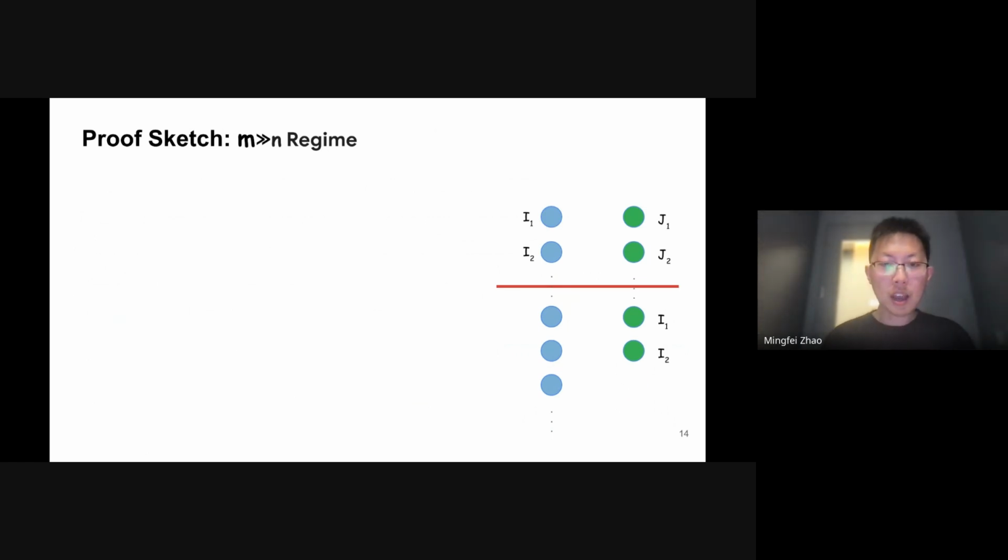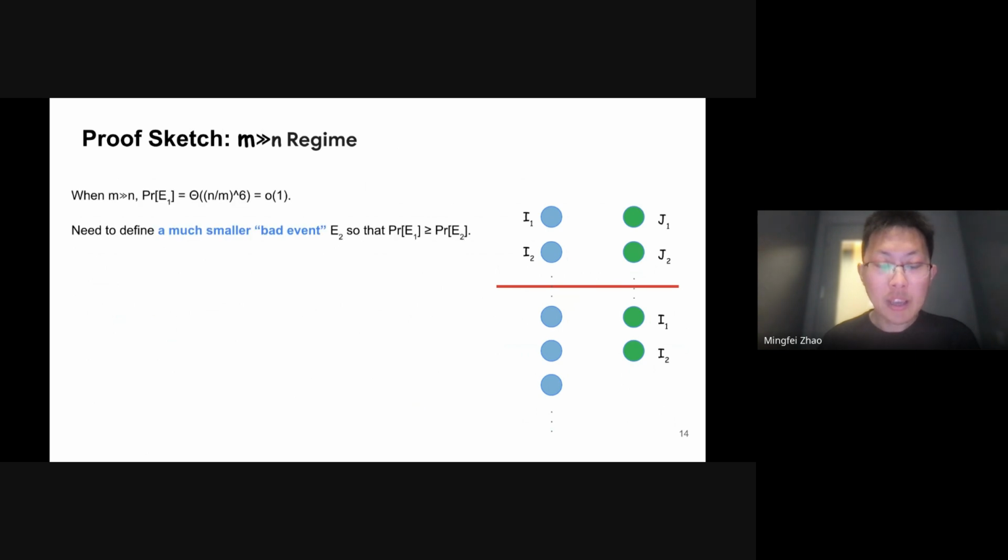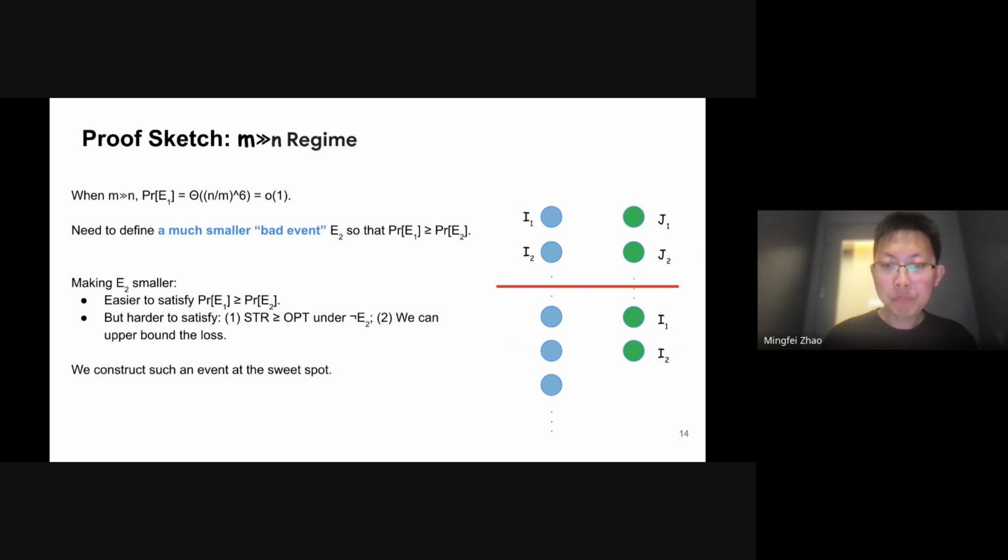So now let's come to the other regime where the number of buyers is much higher than the number of sellers. Okay, so one big challenge here is that if we define the good event the same way, this event happens with very small probability, right? So this is a small one. If you define E2 as the complement of E1, then we will not satisfy the probability condition. So we need to define a much smaller bad event, to satisfy that the probability of E1 is greater than the probability of E2. So this is essentially a trade-off here.